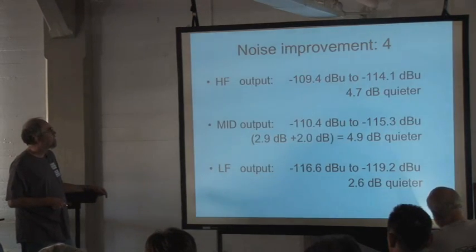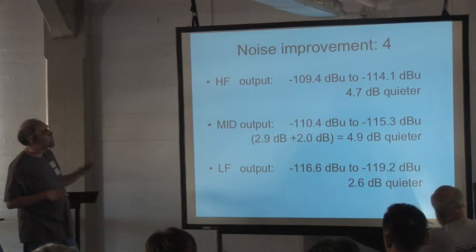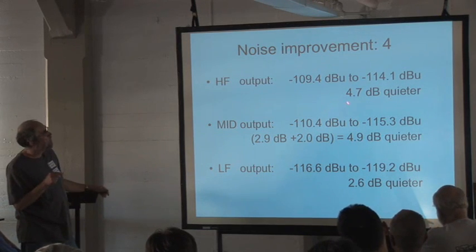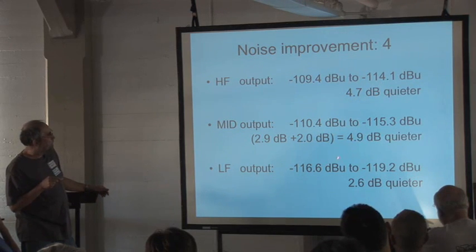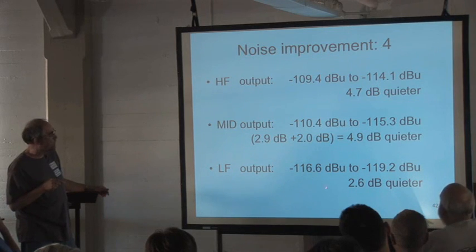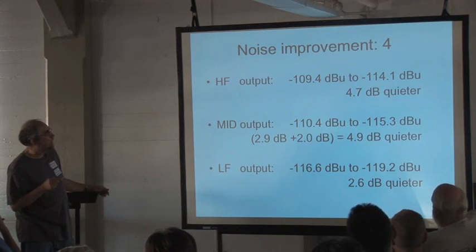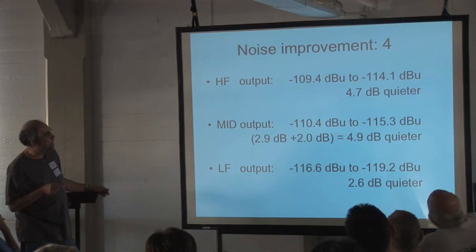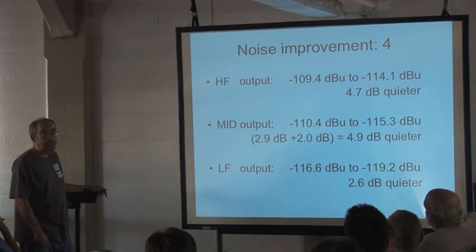Okay, next. So if you do those improvements I've just talked about, the HF path is 4.7 dBs quieter. The mid output is 4.9, and the LF output, where we had a bit less scope for mods, is 2.6 dBs quieter. And the final figures at 114, 115, 119, I think you would agree, are not noisy.